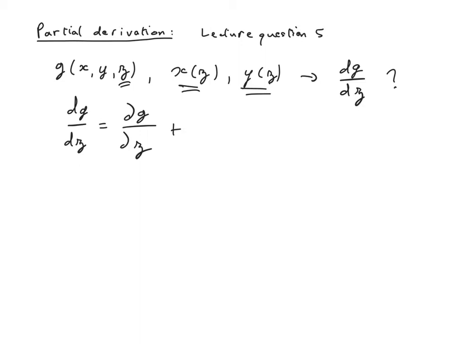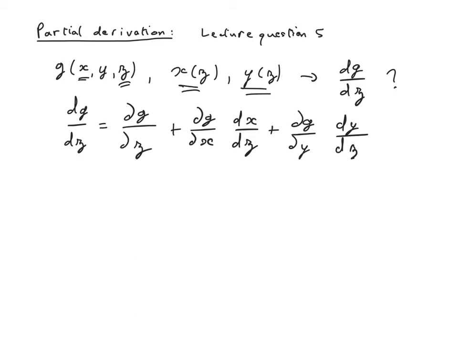So the dependence of z in x is encoded in the total derivative dx over dz. But we need to know how g varies with x, and that's encoded by the partial derivative dg over dx. And of course we have the same term for y.